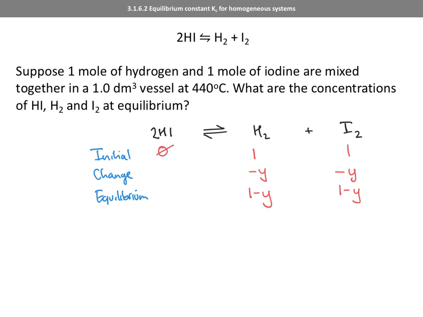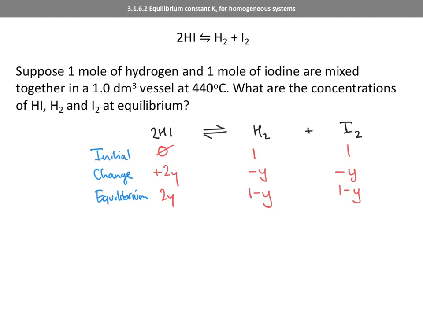And then if we look at the change in hydrogen iodide, we must have an increase of 2y. Apologies. The reason it is 2y is because of the molar ratio. So the molar ratio of hydrogen to hydrogen iodide is 1 to 2. So a change of y in hydrogen would mean a change of 2y in hydrogen iodide. So our equilibrium moles is 2y. So we've now got our ice table. Now, they've been very kind in that they've given us a volume of 1 decimeter cubed.